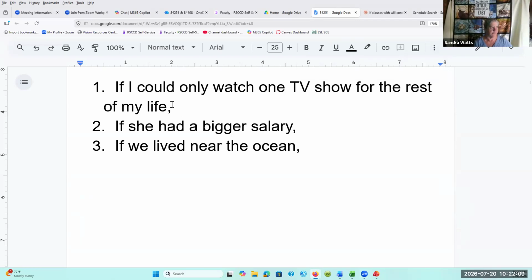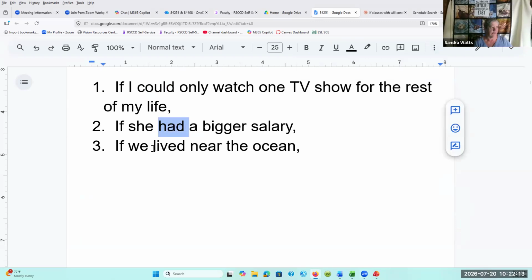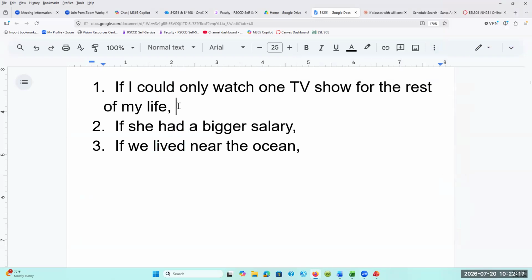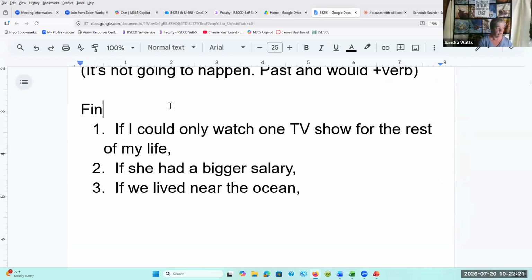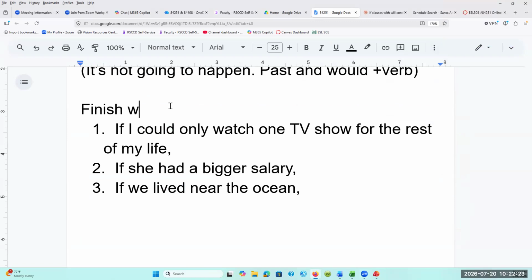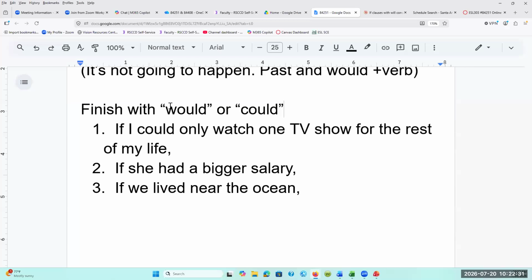So here's the if part. You'll notice past tense, past tense, past tense. So I would like you to finish them. Let me put this up here. Finish with would or could. Would is more usual. I put a couple of could examples in your practices, but would is more usual.